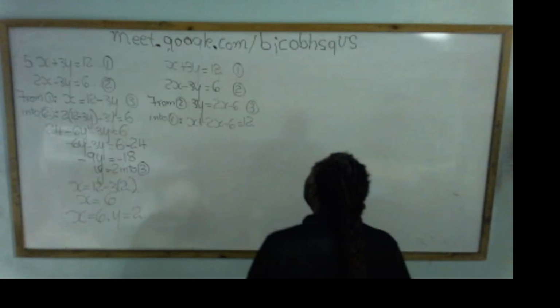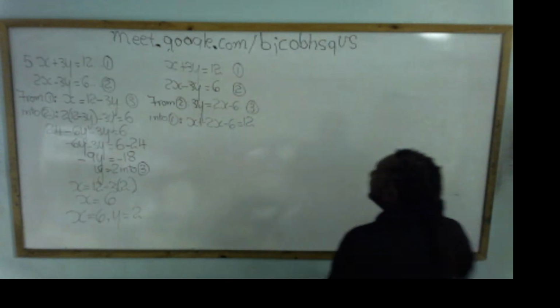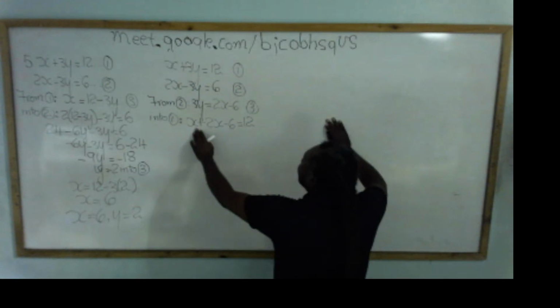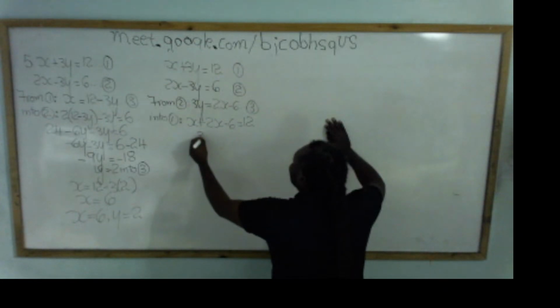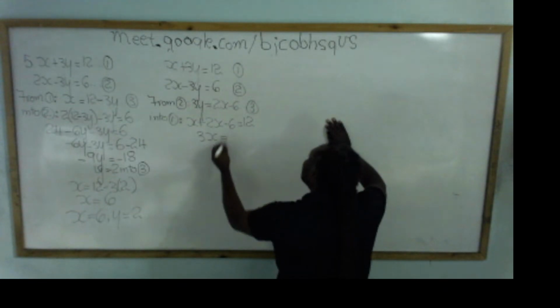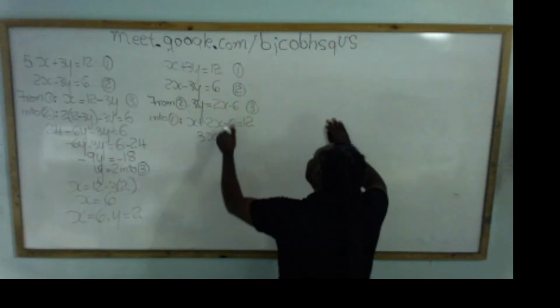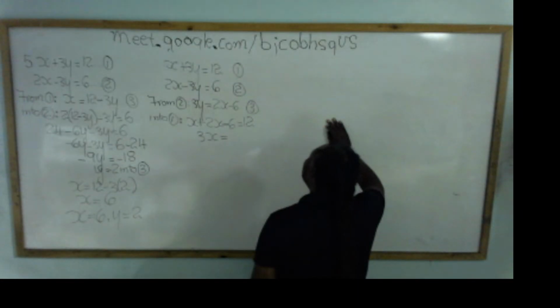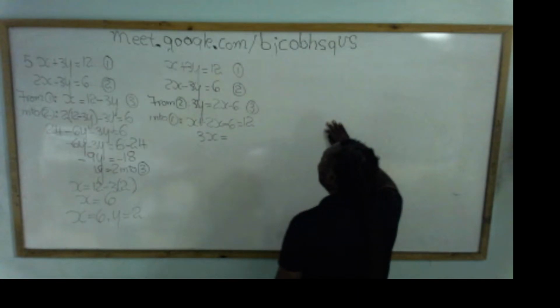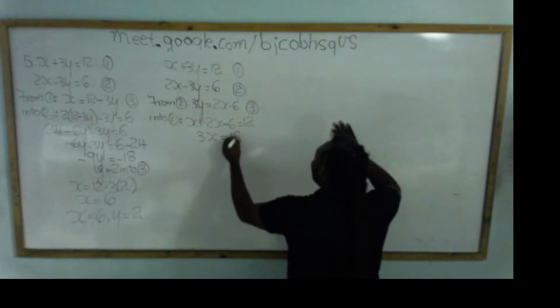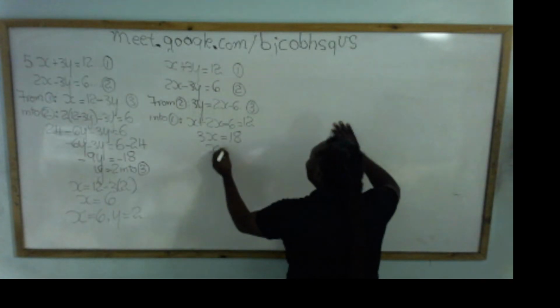That's nice. So we can see immediately that we have x plus 2x, which is 3x. We're going to eliminate this negative 6, so it's going to be 12 plus 6, which is 18. And of course, finish up by saying x is equal to 18 divided by 3, which is 6.